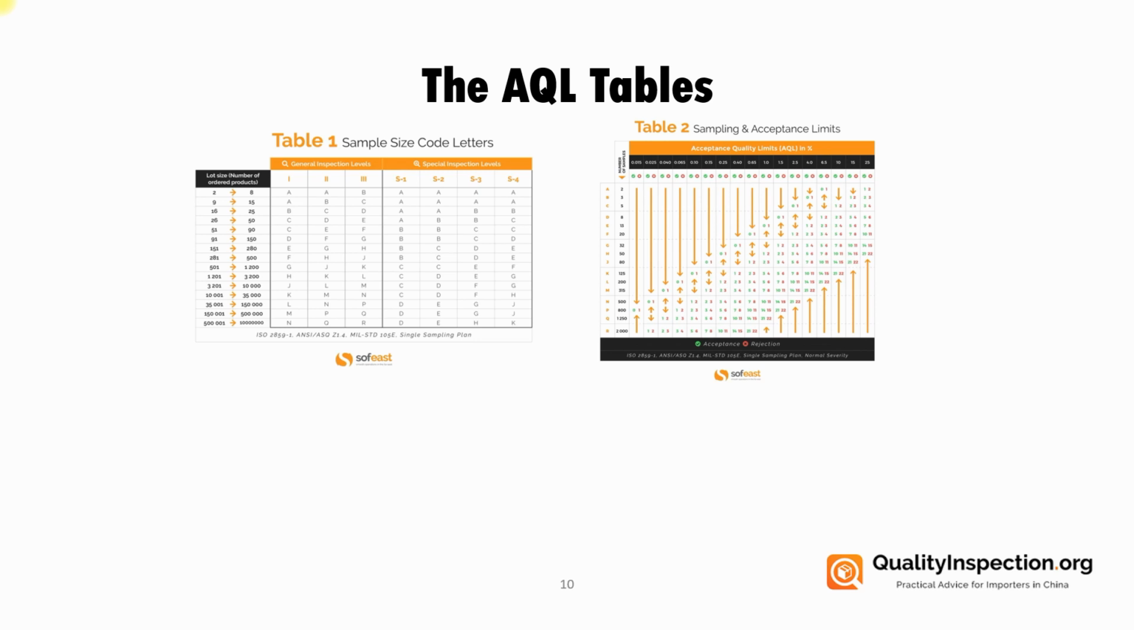Well, we'll use the AQL tables. So in table 1, we will assess how large a sample needs to be checked. And then in table 2, this shows us the acceptance quality limit in percentages. So that's the defects that you can or cannot accept.